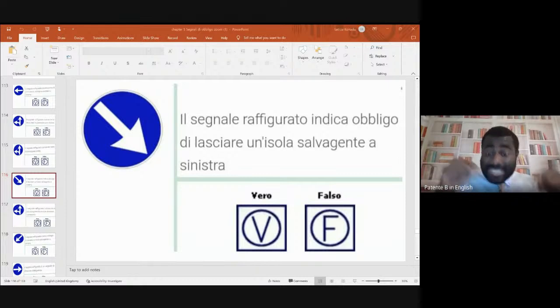Even if you don't see pass on your right, once you see lasciare a sinistra, it means leave the obstacle on your left. So if you leave it on your left, what must you do? You must pass on your right. As simple as that.